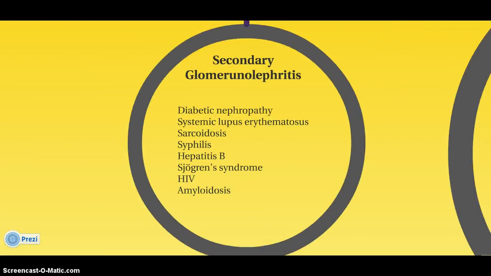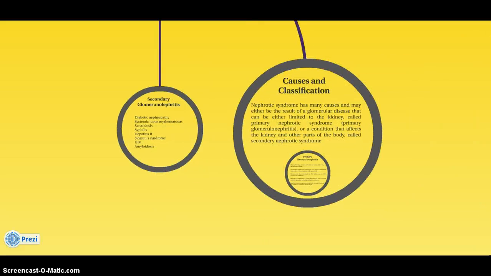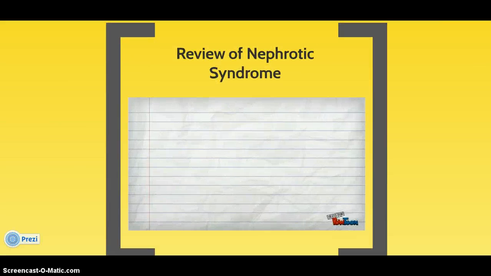Secondary glomerulonephritis, like for example, diabetic nephropathy, systemic lupus erythematosus, sarcoidosis, syphilis, hepatitis B, Sjögren's syndrome, HIV, amyloidosis. And finally, we have a review of nephrotic syndrome.